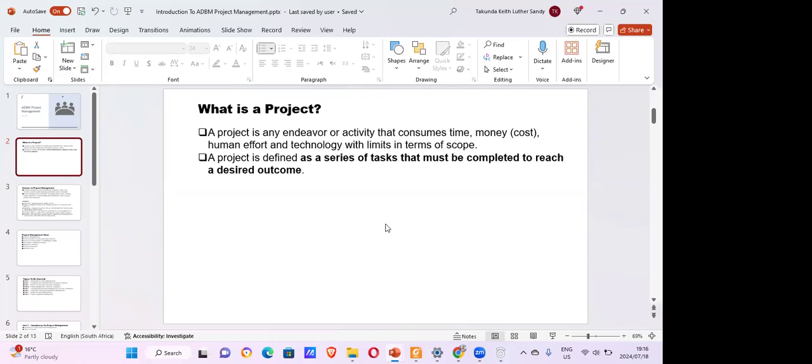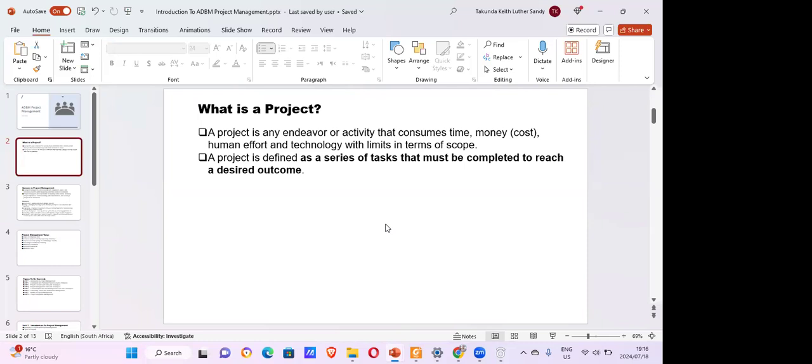But from the definition here, we are saying that a project is any endeavor or activity that consumes time, money, human effort, and technology with limits in terms of scope. Or put simply, you can say that a project is a temporary endeavor that you undertake to create a unique product or a unique service or a unique result. So that's what a project is. All right. It's something that gives you something unique at the end of the day, whether it be a product, a service, or a result.